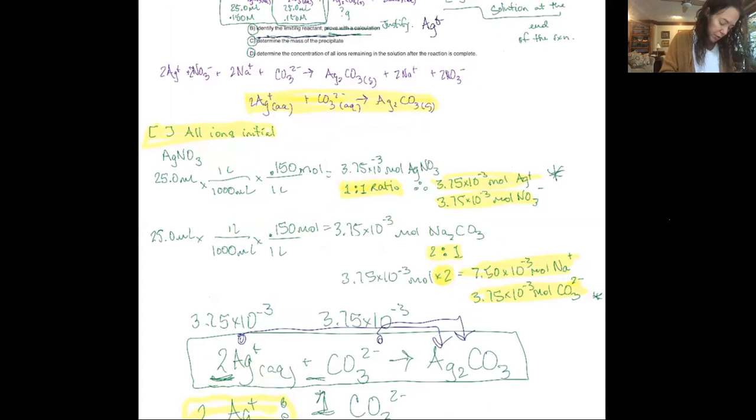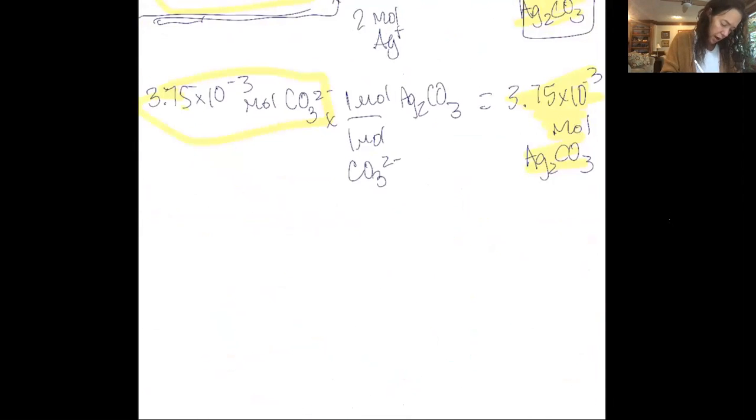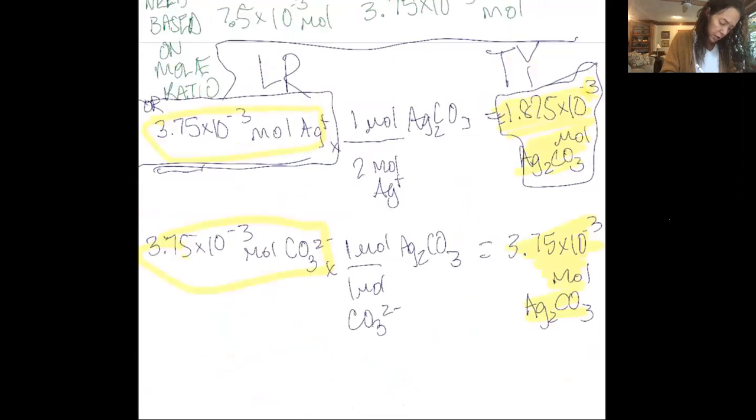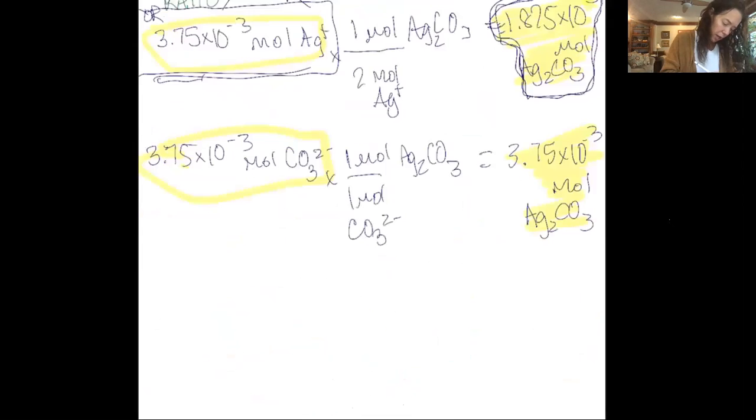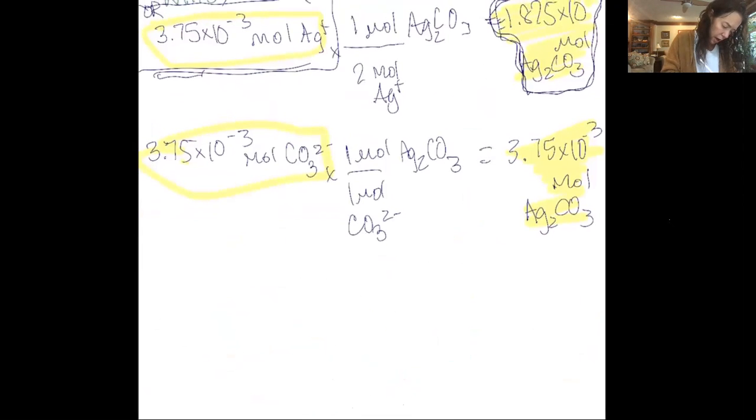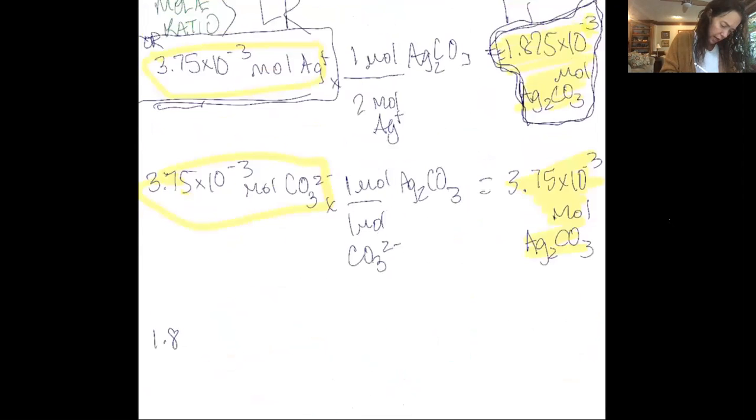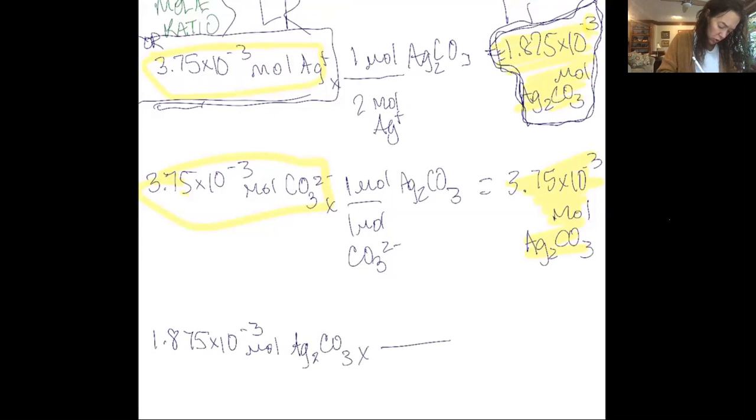Determine the mass of the precipitate. Well, we know this is our theoretical yield here. By theoretical yield, we mean in a perfectly run experiment, we should obtain 1.875 times 10 to the negative third moles of the silver carbonate. The question specifically asked for mass, so we need to make sure we answer what was asked of us.